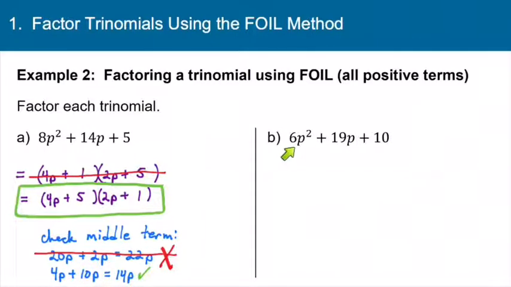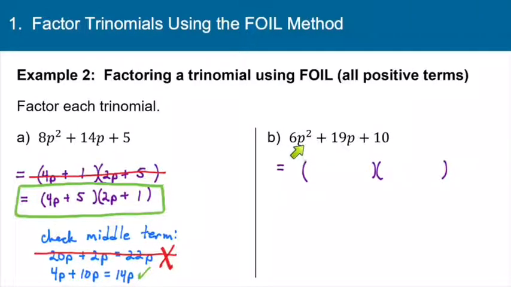Now ask yourself if there's anything that goes into 6 and 19 and 10. And there's not anything besides 1. So there's not a GCF that we need to factor out. And we'll go ahead and set down our 2 empty pairs of parentheses.